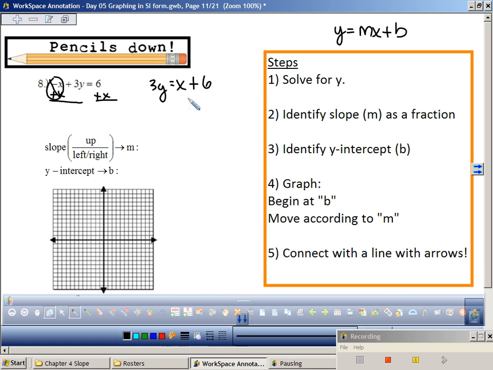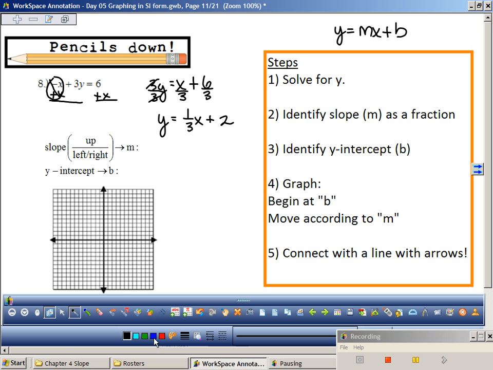Keep going. How do I get rid of that 3? Divide everybody by 3. Just like we did on the whiteboards, right? So y equals 1/3 x plus 2. Let's identify our slope. You guys can do it from here. 1/3. And my y-intercept is positive 2.